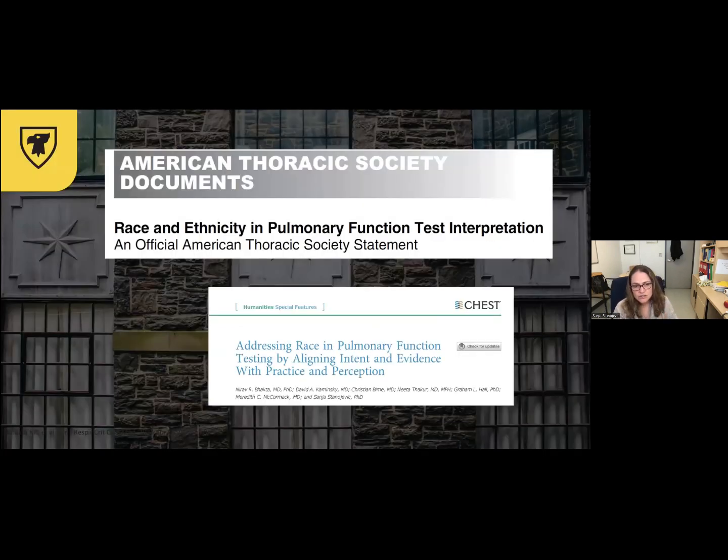And so I draw your attention to two documents that were published. The first is the official statement from the ATS about the use of race and ethnicity in PFT and reference equations. And the second is a joint piece between ATS, CHEST, the Canadian Thoracic Society, and AARC, looking at the future and the research gaps in these areas.